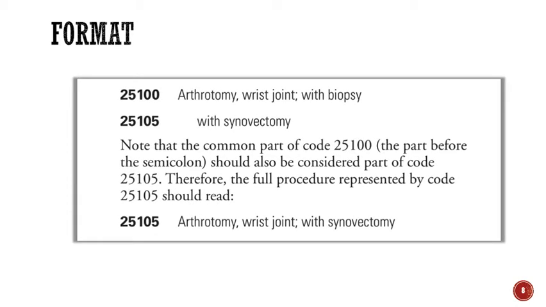The format of a CPT code is that the 5-digit code is followed by the code description, for example, arthrotomy, wrist joint, with biopsy. The subsequent code of the same family contains a description after the semicolon, for example, with synovectomy.